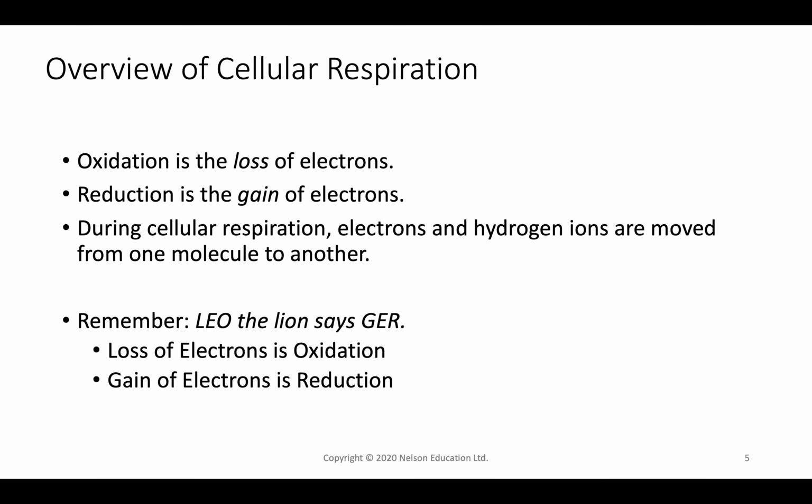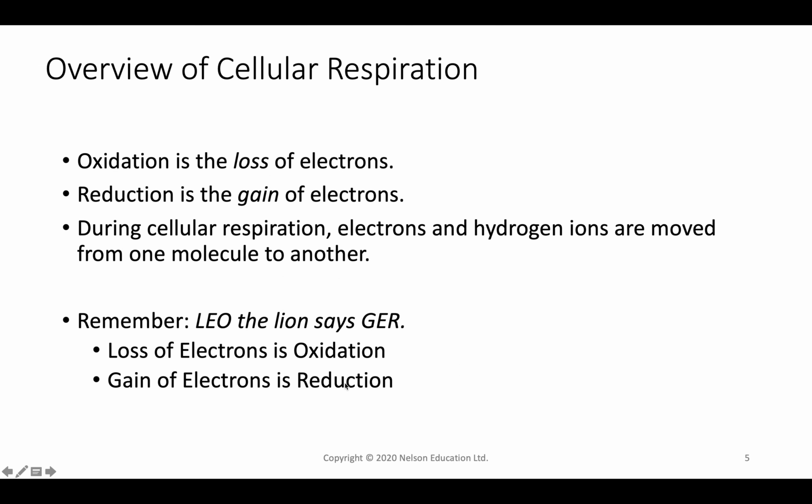Okay, during the process of cellular respiration, we have the gain of electrons for one molecule and the loss of electrons for another. And the way to remember which one is which is this little phrase down here. Leo the lion says grr. So oxidation is when we lose electrons. Loss of electrons is oxidation. Gain of electrons is reduction.